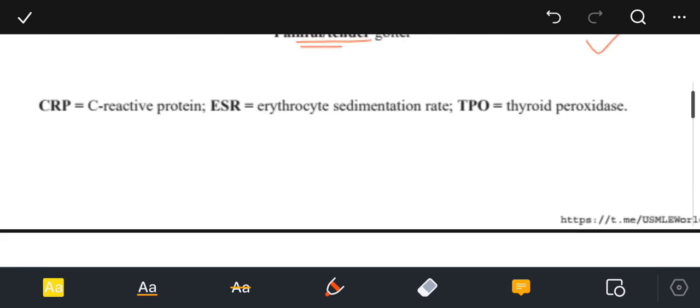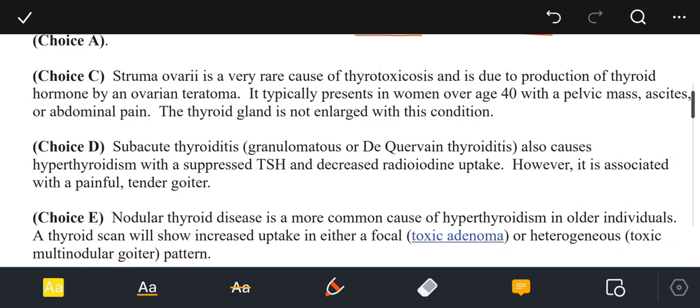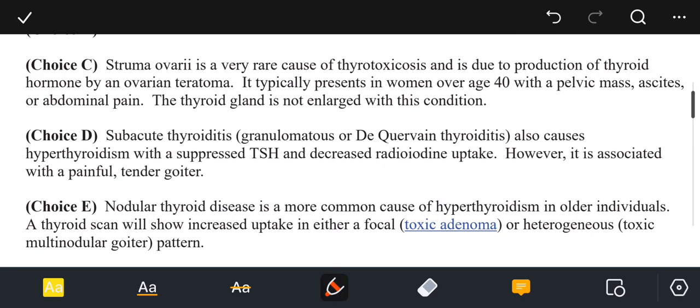The choice C, that is struma ovarii. This was not the option of choice because struma ovarii is a very rare cause of thyrotoxicosis and is due to the production of thyroid hormone by an ovarian teratoma. It typically presents in women over age 50 with a pelvic mass, ascites, or abdominal pain. The thyroid gland is not enlarged in this condition.